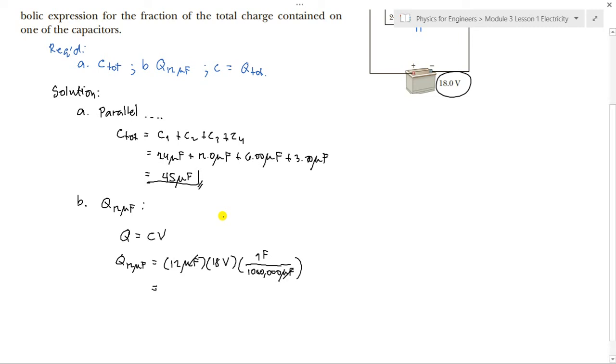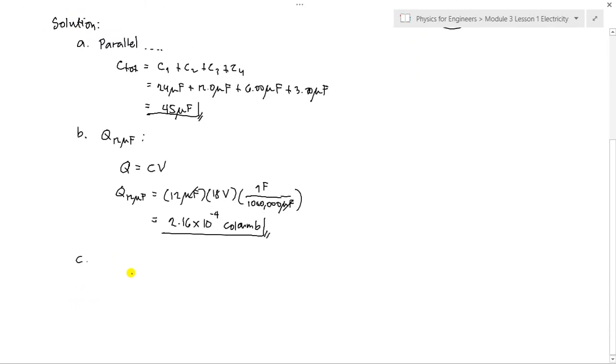Okay. So that is 2.16 times 10 to the power negative 4 coulomb. So that is the charge first. Then for letter C, the total charge here.